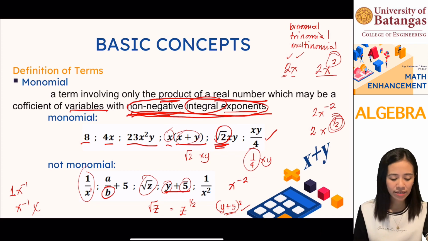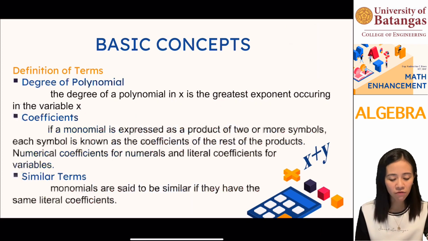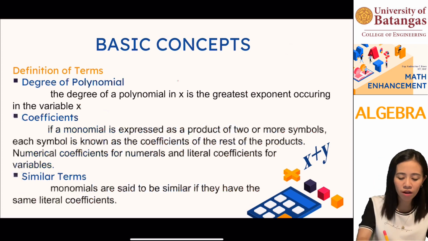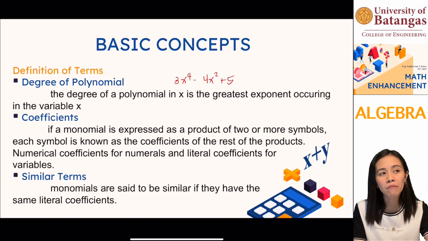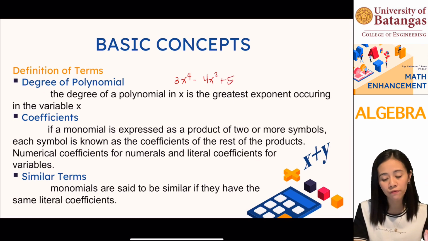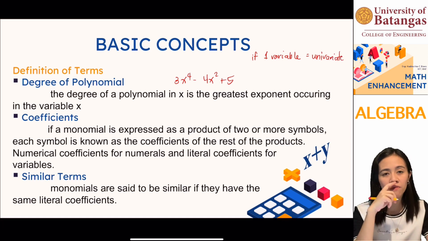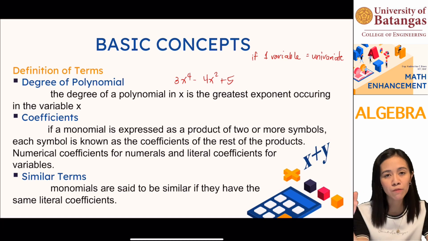Okay? Next. So, kapag naman degree of a polynomial, so the degree of the polynomial in x is the greatest exponent occurring in the variable x. So if you have, for example, 3x to the 4th minus 4x squared plus 5, okay? Para malaman mo kung ano yung degree ng polynomial nyo, there are two conditions. If there is only one variable, or univariate kung tawagin, ibig sabihin there is only one variable in the expression, then hahanapin mo lang alin yung term that contains the highest exponent.